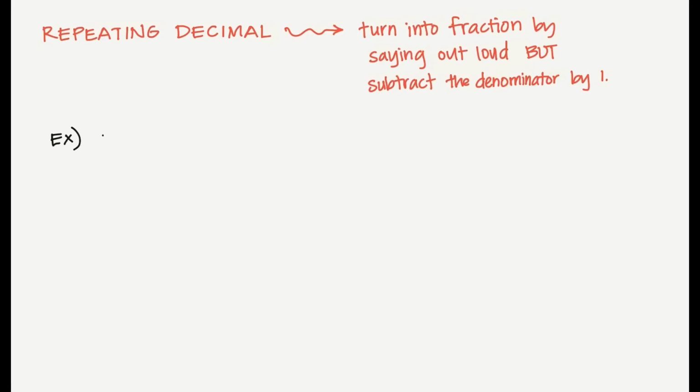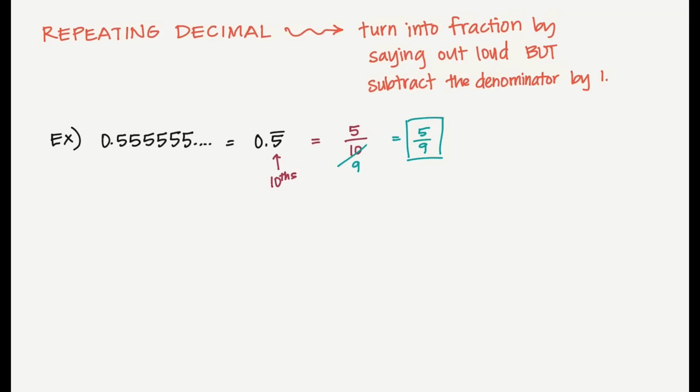So for instance, how about 0.5555? It just keeps on repeating, right? And typically you would see this as 0.5 with a bar over it. So looking at that, that is in the tenths place. So to start, I'm going to write it as 5 over 10. But remember, I'm going to cross it out and I'm going to subtract it by 1. So really it's 5/9. Okay? Let's do another one.